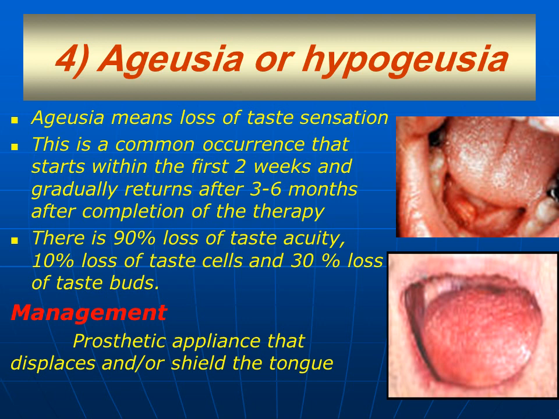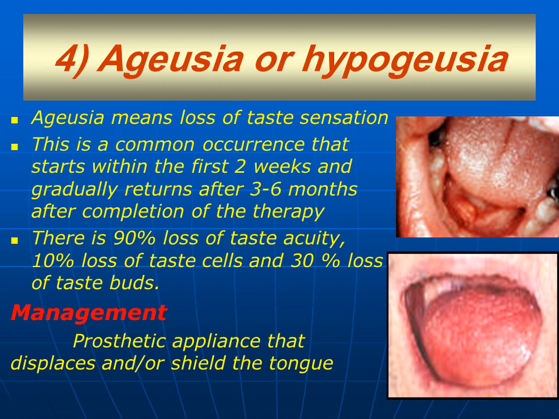Another side effect is called ageusia or hypogeusia. Ageusia means loss of taste sensation. This is a common occurrence that starts within the first 2 weeks and gradually returns after 3 to 6 months after completion of the therapy. There is 90% loss of taste acuity, 10% loss of taste cells, 30% loss of taste buds.